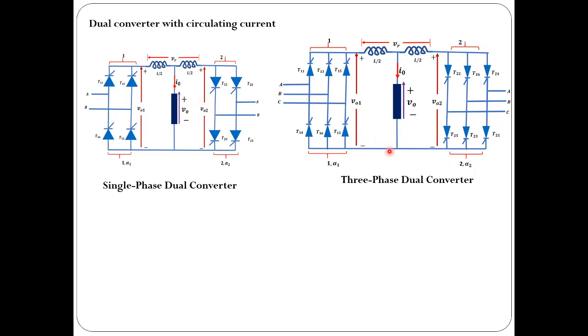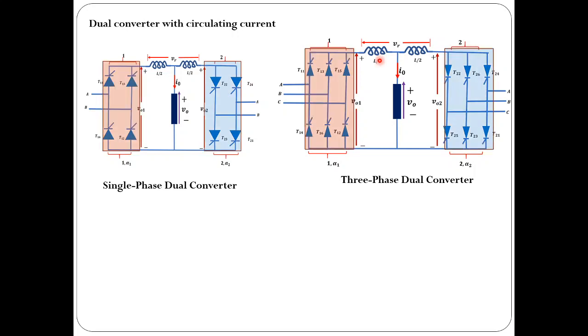Similarly, in the 3-phase dual converter, again we have the reactor between converter 1 and converter 2, and the role of this reactor is to limit the circulating current. Whenever you try to reverse the current direction, there is opposition, so you get a gradual change in the reversal of current, and this gradual change limits the circulating current. In fact, these reactors limit the circulating current.